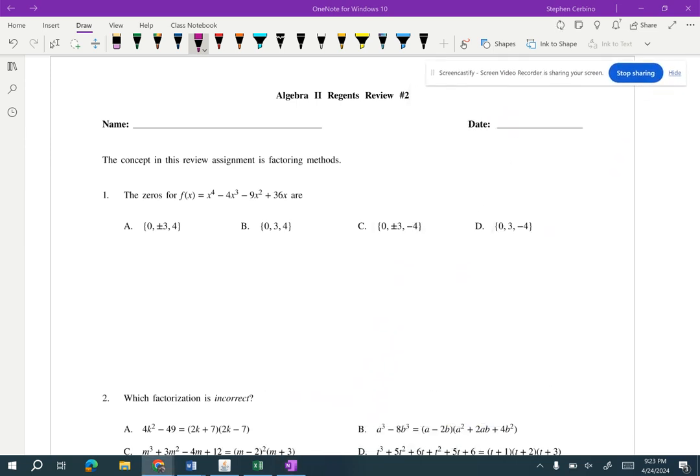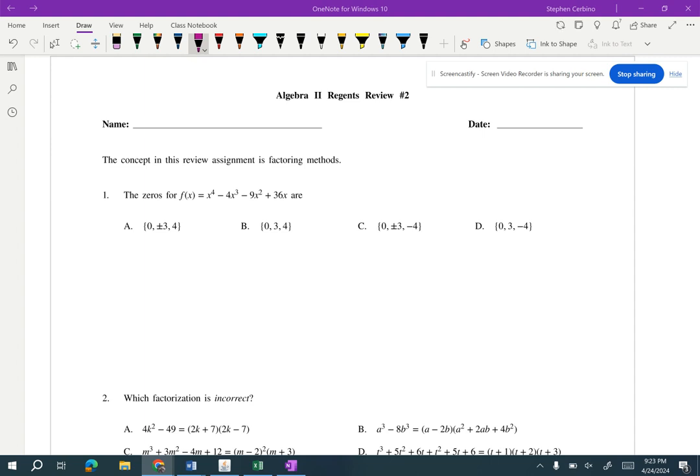For this assignment, we are going to start to review some of the factoring methods that come up on the Algebra 2 Regents exam. Now, if you remember in class, we went over lots of different factoring methods. The main one that comes up on the Regents exam is factoring by grouping. However, within some of these problems, you might see some of the other factoring methods pop up. So let's just jump right into it.